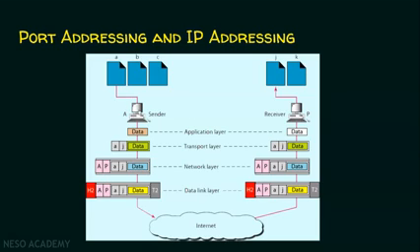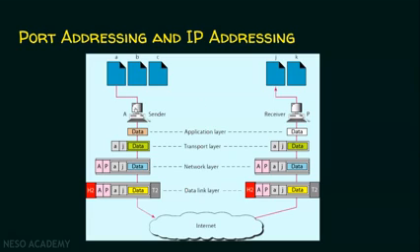Suppose this is the sender computer and this is the receiver computer. Let us assume that A is the IP address of the sender computer and P is the IP address of the receiver computer. In the sender computer, there are three processes running, 1, 2 and 3. This process is assigned the port number A, this process the port number B, and this process the port number C. Similarly, in the receiver computer, there are two processes running, process number 1 and process number 2, with the port number J and the port number K.